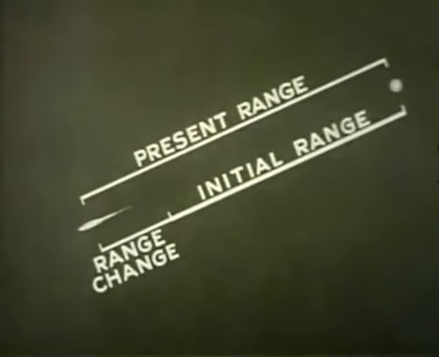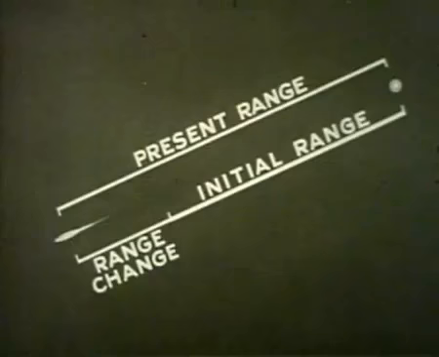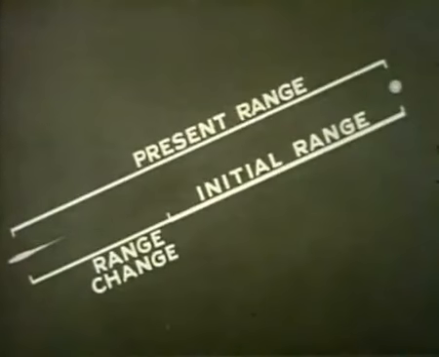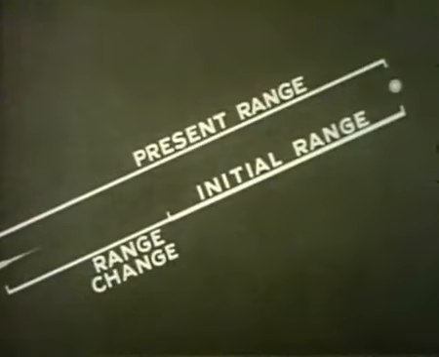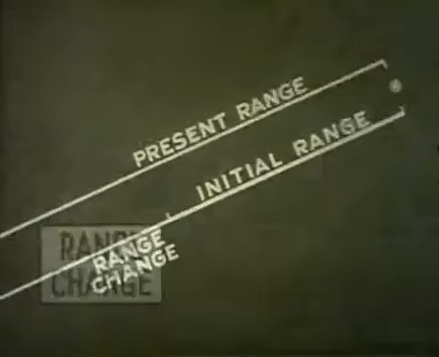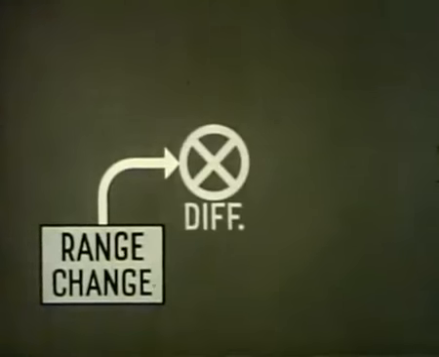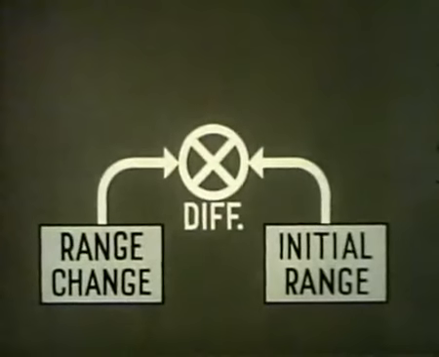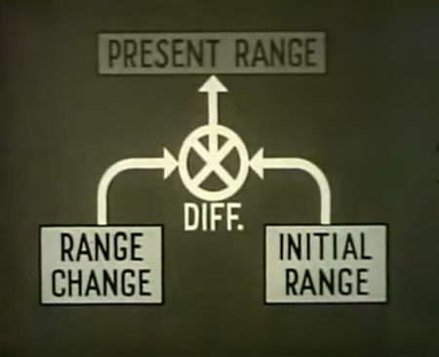This example, with range changing at a constant rate, was used here because of its simplicity. Actually, in almost all situations, range change is not constant. Nevertheless, the integrator continuously computes range change and delivers it as an input to a differential. The other input is initial range. The differential delivers the algebraic sum as present range.